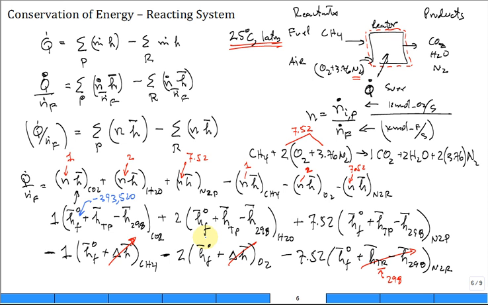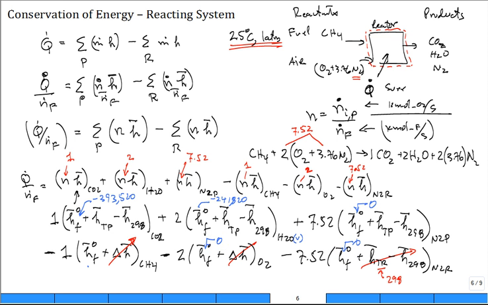Then the enthalpy of water, and this is in the vapor state. I like to put a V or a G there. It's water vapor. That enthalpy of formation is negative 241,820 kilojoules per kilomole. And then the enthalpy of formation of nitrogen is 0. It's stable. And the enthalpy of formation of the oxygen is 0.